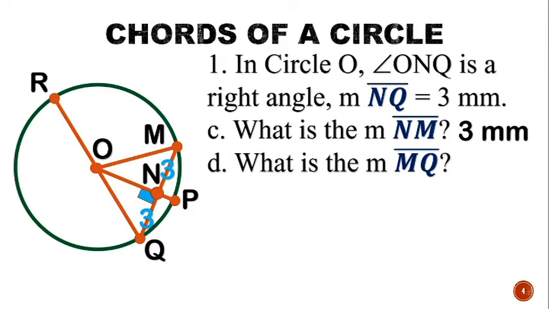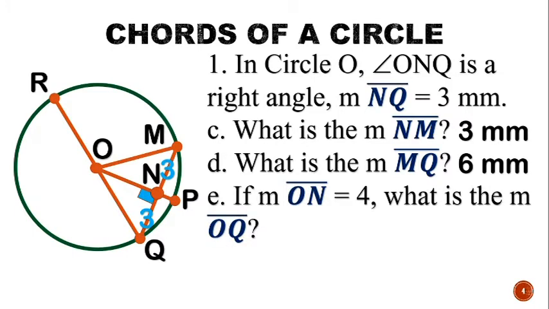Next, in the same circle, what is the measure of segment NM? Segment NM is 3 millimeters. What about the measure of segment MQ? So MQ is the entire chord. If a part of it is 3 and another part is 3, therefore the entire chord is 6 millimeters. Now, if the measure of segment ON, okay, this is ON, is 4, what is the measure of segment OQ?